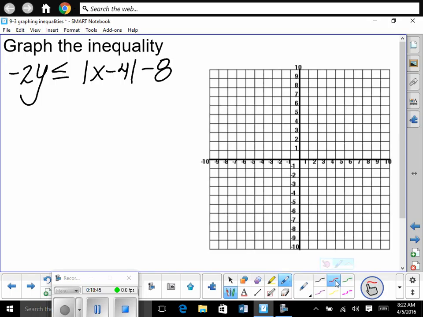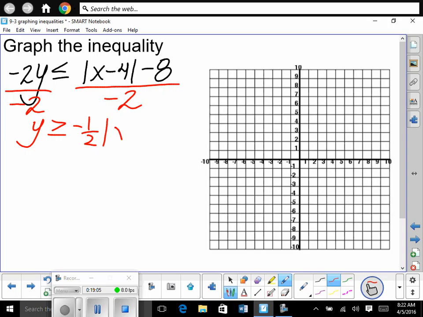What would we do? Divide both sides by negative 2. Did we just divide by a negative? So do we need to change the inequality? Yes. Y values greater than or equal to. You can't divide something that's in here with something that's not in the absolute value. So isn't this the same thing as negative 1/2 times the absolute value of x minus 4? Isn't dividing by negative 2 the same thing as multiplying by negative 1/2? Yeah? And then isn't negative 8 divided by negative 2 positive 4?